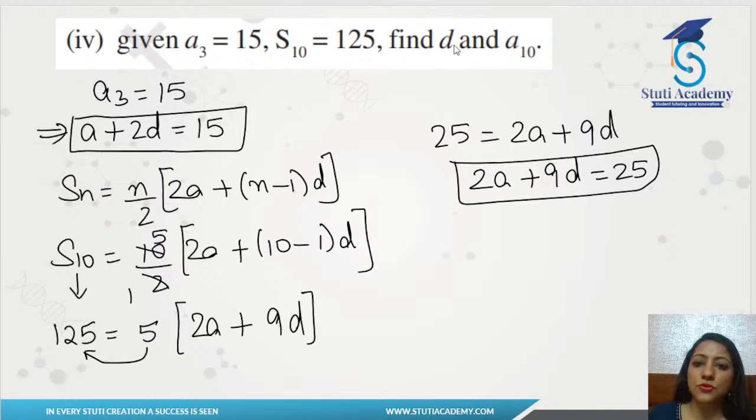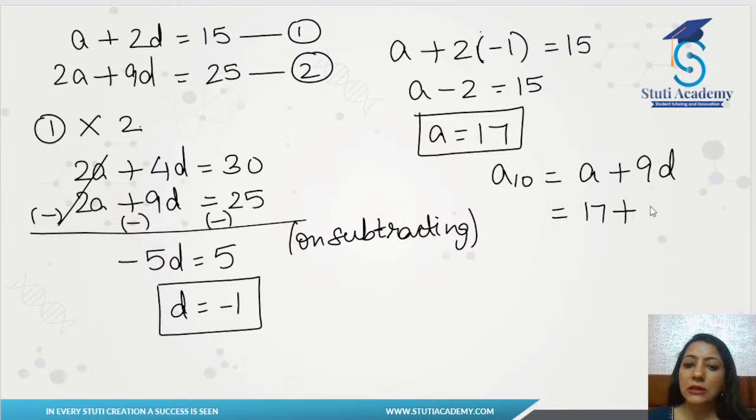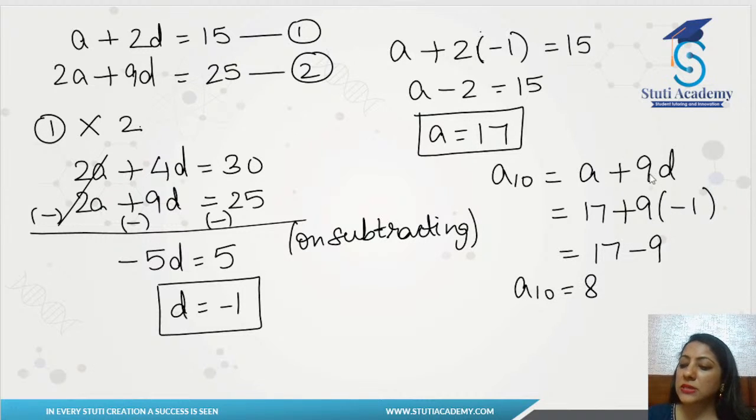Now we were supposed to solve for d, that we have already done, that's negative 1, and we were supposed to solve for a10. We've solved for a here, that is 17, that we'll be using in a10. So a10 here is a plus 9d. That means here a is 17, 9 times of minus 1. So this is 17 minus 9. So a10 here is 8. a10 we are going to get as 8 here.